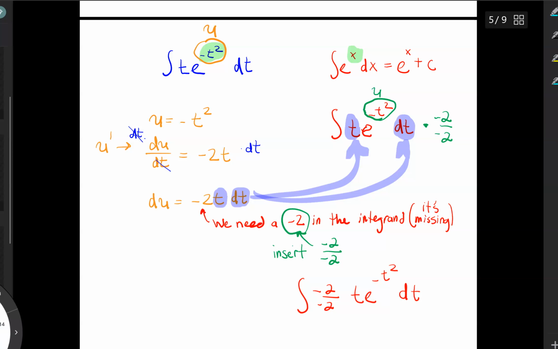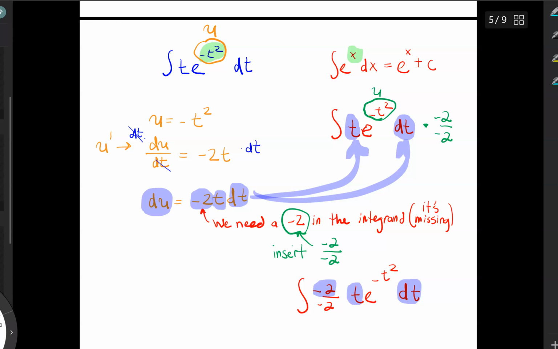And then I'm going to say, do I have all the things that I need for my du? Remember, to get a du, what did I need? So I'm coming back up here to this u substitution step. To get a du, I needed a -2. Do I have a -2? Yep. Okay. What else did I need? I needed a t. Do I have a t? Yep. Okay, I needed a dt. Do I have a dt? Yep. So all 3 things I needed to swap directly for a du are there.